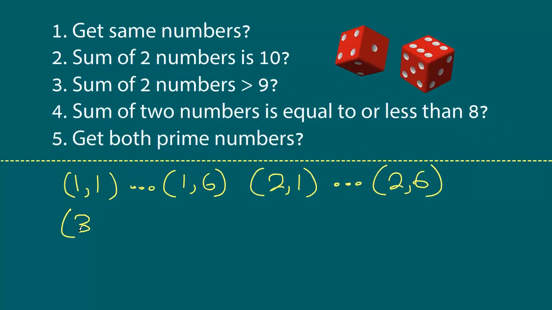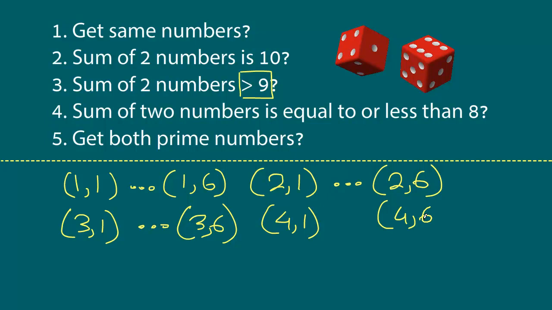Let's keep going. Then from 3, 1 to 3, 6. Now here 3 plus 6 is 9, but we are looking for greater than 9, right? Our event is greater than 9. So this is just equal to 9. So far we have gotten no favorable outcomes. What about 4 and 1 through 4 and 6? Clearly 4 and 6, we add them, it is 10. So 4 and 5 will give us 9, right? But 4 and 6 is 10. So this is the first outcome which is favorable, the sum is greater than 9.